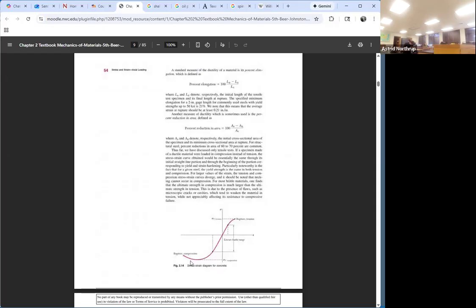So, stress strain diagram for concrete. This is very important, especially since neither of you is planning to be a civil engineer, but everything is built out of concrete. And the one thing about concrete is concrete behaves very well in compression and it does not behave well in tension at all. So if you put it in tension, it fails. That's the way it works.